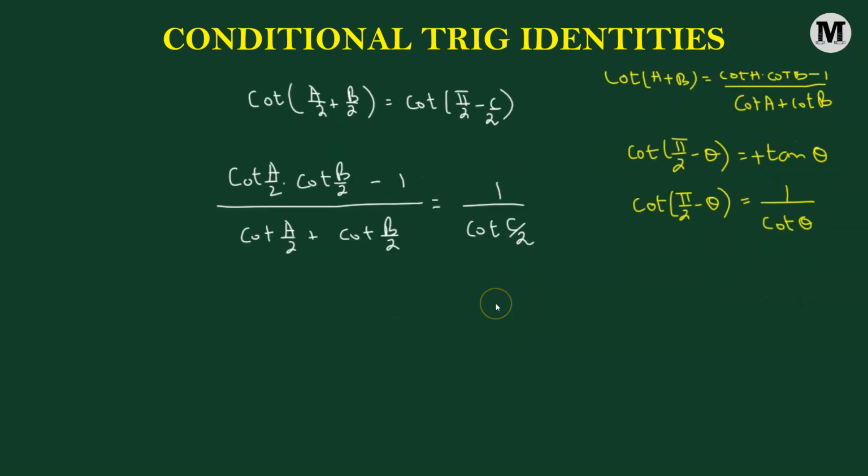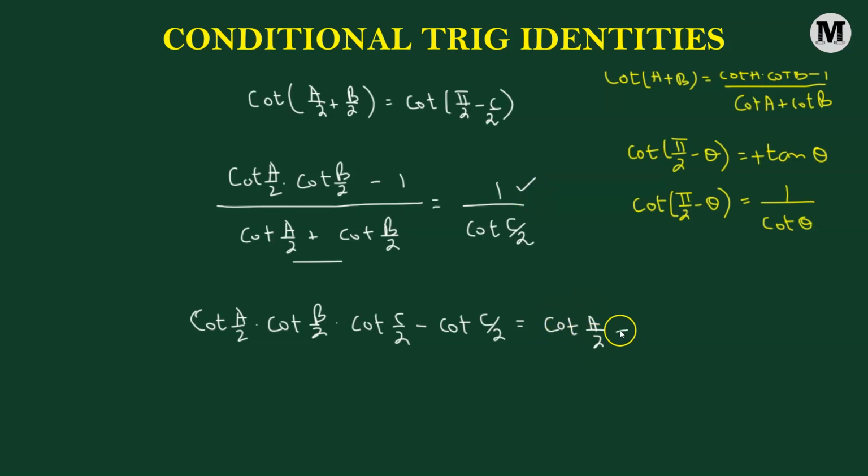Now we are going to cross multiply. In the numerator, cotangent of a over 2 times cotangent of b over 2 minus 1 gets multiplied with the denominator on the right hand side, that is cotangent of c over 2. So we will get cotangent of a over 2 times cotangent of b over 2 multiplied by cotangent of c over 2 minus cotangent of c over 2. That is equal to, now this denominator gets multiplied to the numerator 1, giving us cotangent of a over 2 plus cotangent of b over 2.